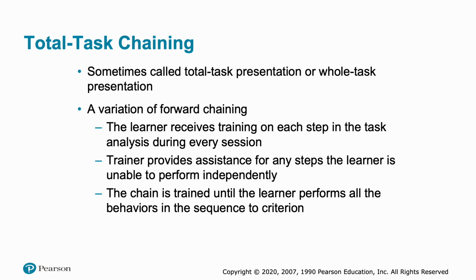Okay, total task means that we're training the entire task. There's no other way to put it. Okay, so the trainer is going to provide assistance for any step that the learner is unable to perform independently, and then the chain is trained until the learner can perform all of the behaviors in the sequence to criterion. Once they can perform all of the skills in the task analysis independently, they've mastered that skill. So let's look at the next slide.